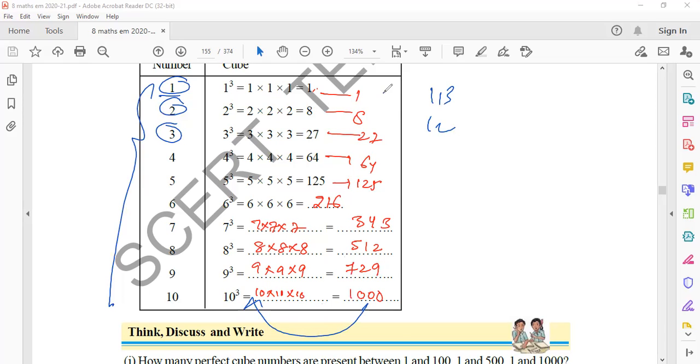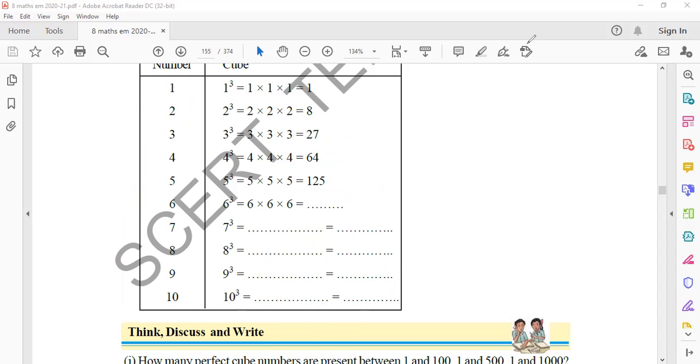This is the information you need to remember. I hope it's very clear. So 7 cube, 8 cube, 9 cube, 10 cube. Then 11 cube, 12 cube I also wrote down below. Please let us see; I'll go down.